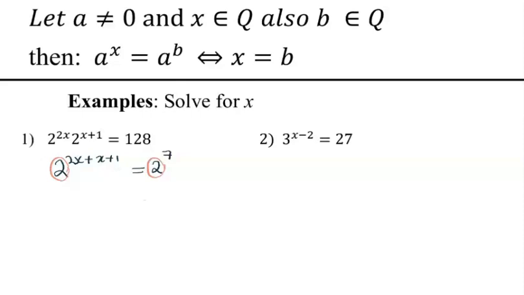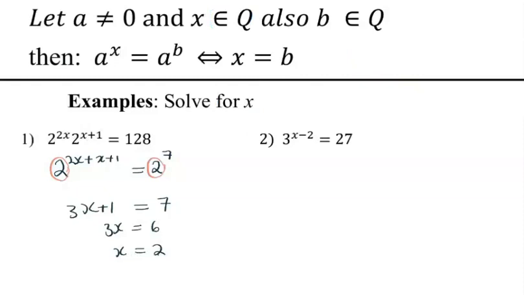Now we have the same base on the left-hand side and on the right-hand side. So now we can conclude that the exponents are equal: 3x plus 1, if we simplify here, will be equal to 7. If we now solve this linear equation, we get 3x equals 6, and that will give us x equals 2. We can test our answer by substituting this value 2 into the original equation.